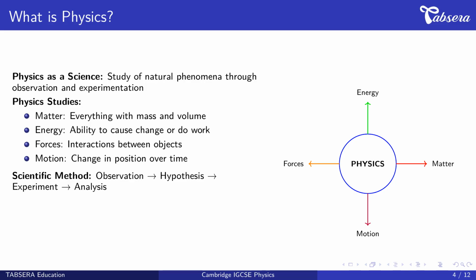The scientific method guides physics. We observe phenomena, form hypotheses, design experiments, and analyze results. The diagram illustrates how these four areas interconnect around physics as the central science.